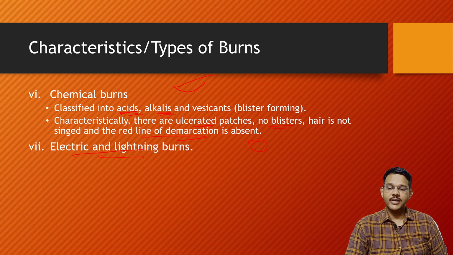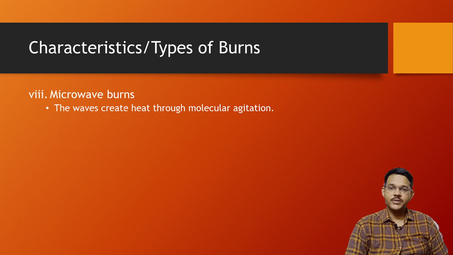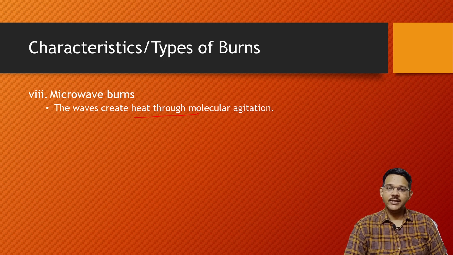Then there are electrical or lightning burns. These are caused by high voltage currents. Electric and lightning currents may enter the body. At the point of entry and the point of exit there are localized burns; raised skin is seen in the entry wounds, and at the exit wound, depression is seen. Microwave burns are caused by microwaves. These waves create heat through the molecular agitation of water molecules inside objects. As the body contains water molecules, they get agitated and, when they try to escape, may cause skin burns.